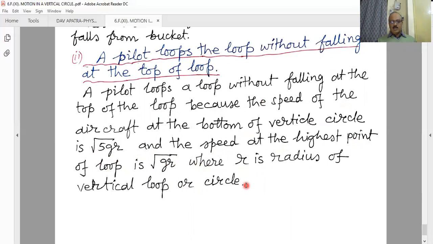Now this is the total concept about the motion in vertical circles. You will also get different examples of this type of motion in circus. You can see motorcycle riders moving in an empty cage in vertical circles, and there also they have to maintain at the lowermost point a minimum velocity of root over 5gr, and at the top point the minimum velocity should be root over gr, otherwise they will fall.